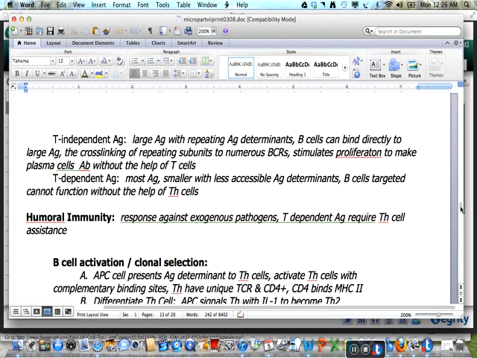Most antigens are T-dependent. They are smaller with less accessible antigenic determinants. The B cells targeted cannot function without the help of the T helper cells.